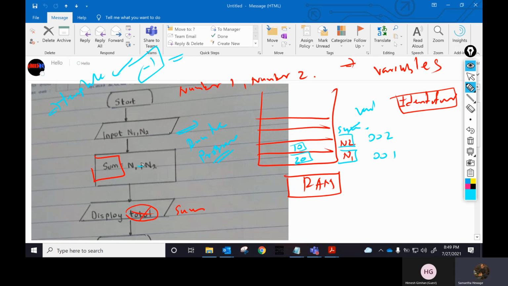These symbols you have to write properly. Otherwise here it looks like minus. Then here you are adding like this. Now your sum should be 30 after running this particular program.